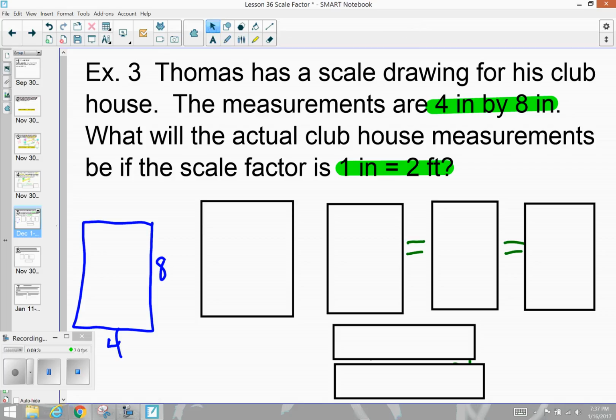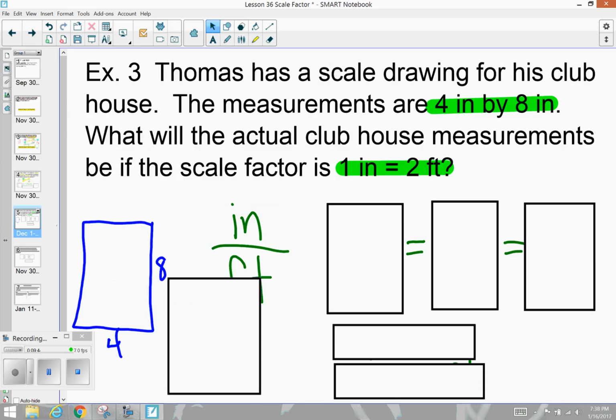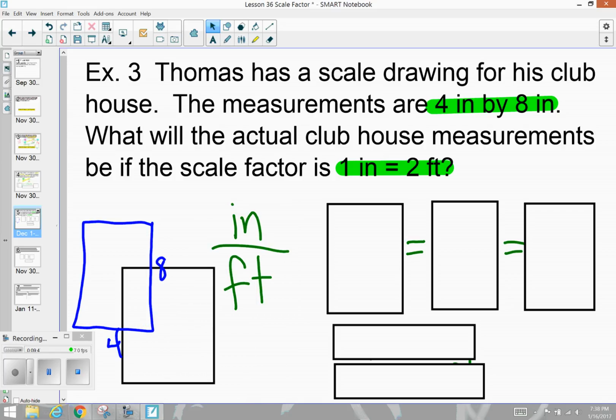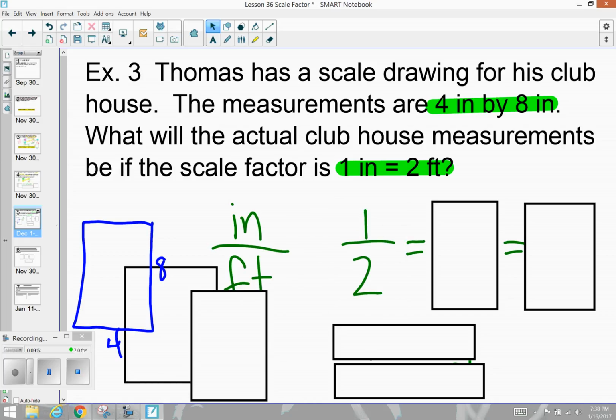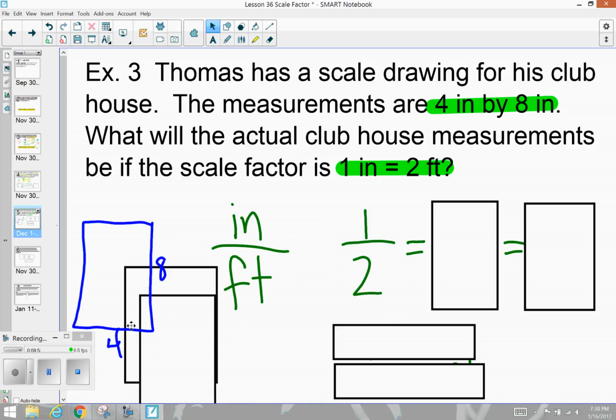All right, so what did he compare? That's right. He compared inches to feet again. So he compared inches to feet. Excellent. Okay. So what inches to what feet? That's right. He did 1 inch to 2 feet.